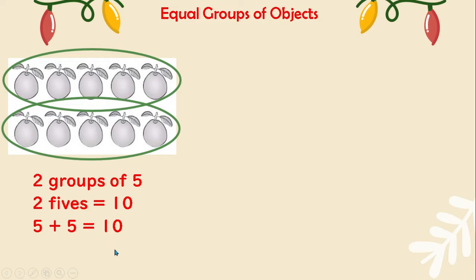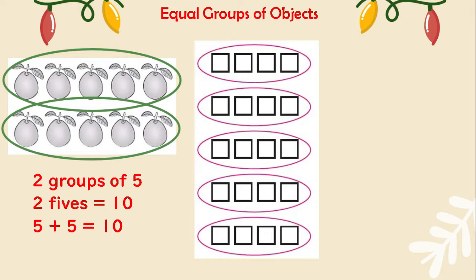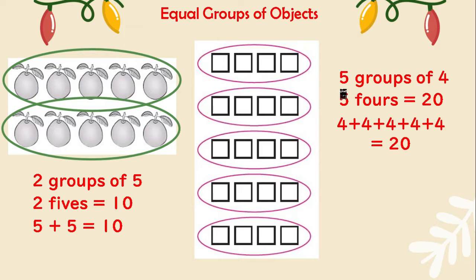Okay, now let's have another example here. We have 1, 2, 3, 4, 5 groups or sets of squares, and each set or group has 4 squares. Therefore, we have 5 groups of 4. And 5 fours is equivalent to 20. Very good. And we can show it in an addition sentence like this. So we're just going to add 4 by itself 5 times for us to get 20.